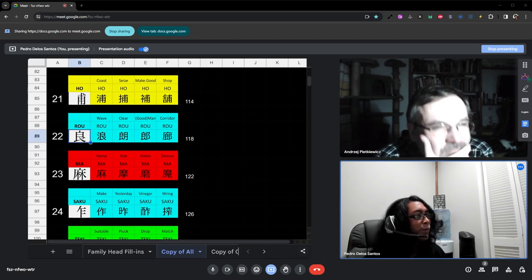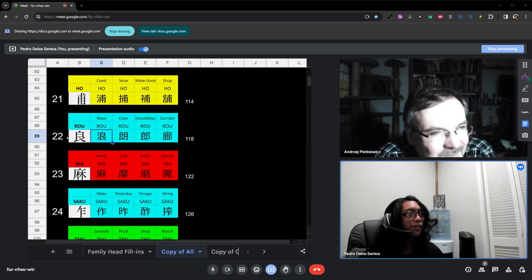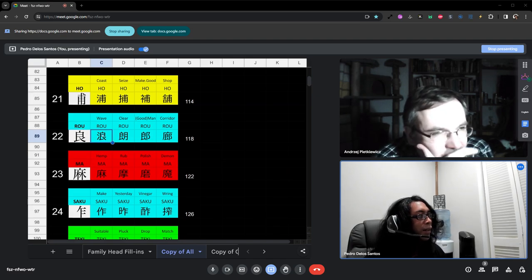So here we got this picture of the, what am I blanking out? Okay, this represents good. This is just good in general. It looks like food, but you take out the lid. So good, water, wave. Good.